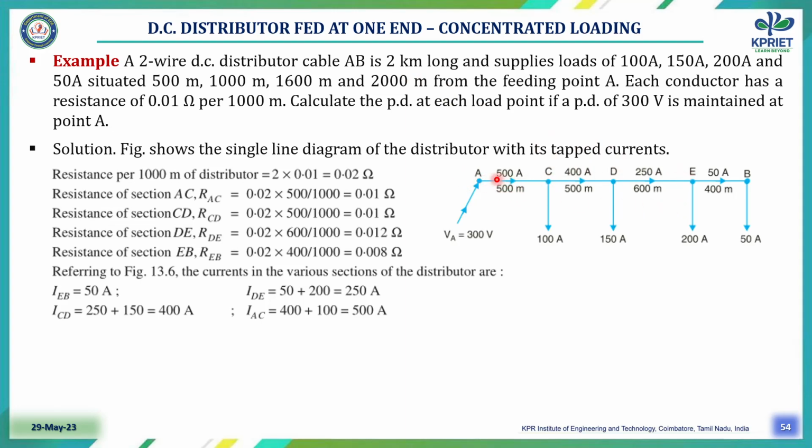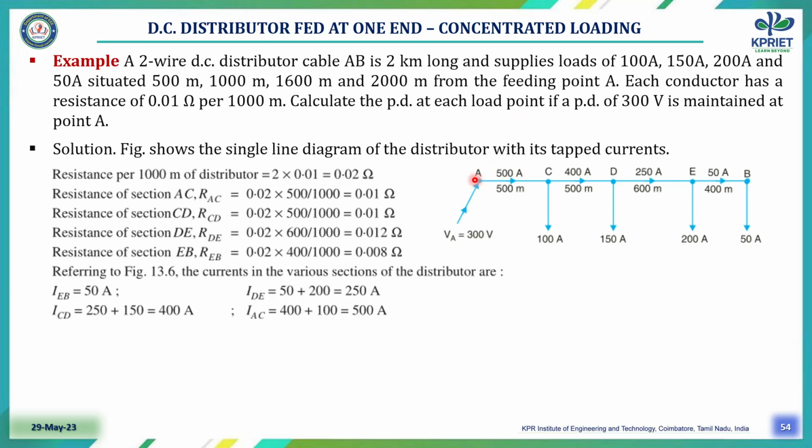You can add all together: 500, 600 plus 400, we can get 200 meter. That is the current rating of 50 amps. So this is actually fed at one end. The voltage rating is 300 volts.